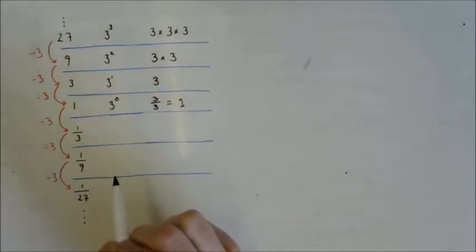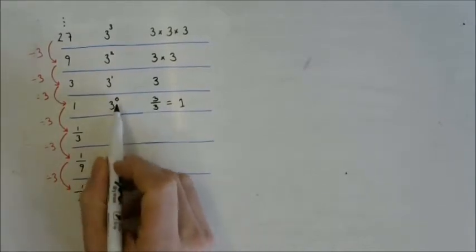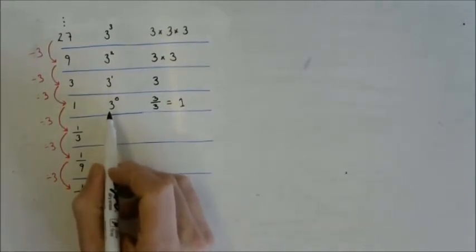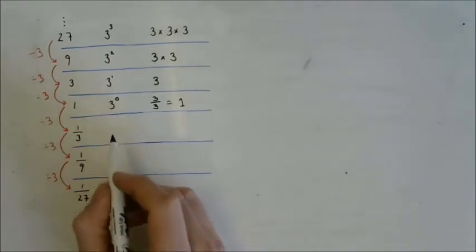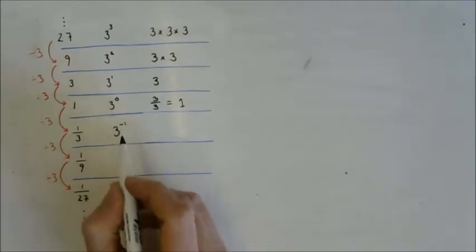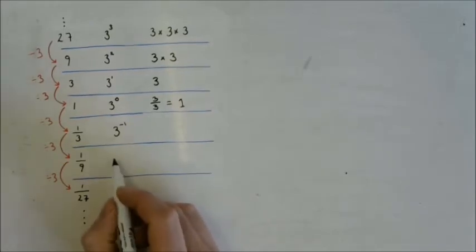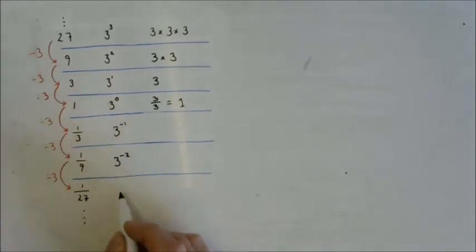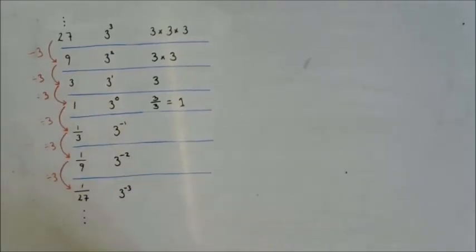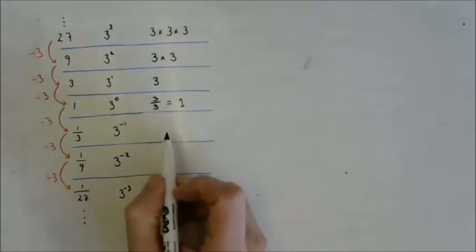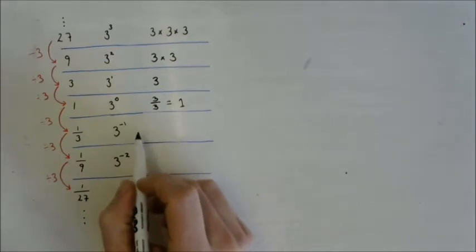But let's follow this pattern a step further. What should my next power be? 3 to the power of? -1. 3 to the power of -1. 3 to the power of -2. 3 to the power of -3. And in our last column, we're going to take a look at what that expands out to be.